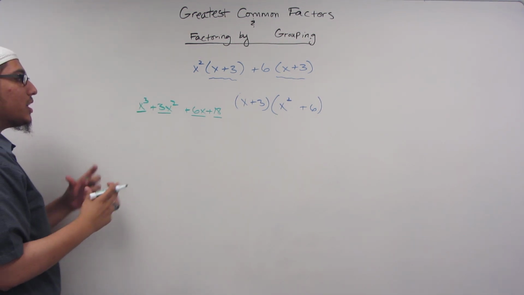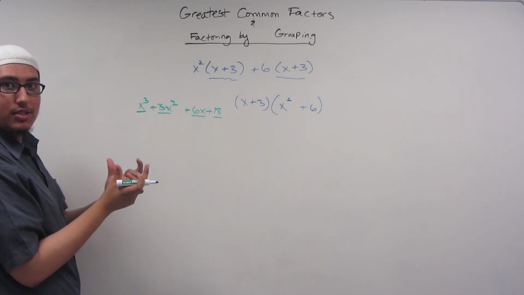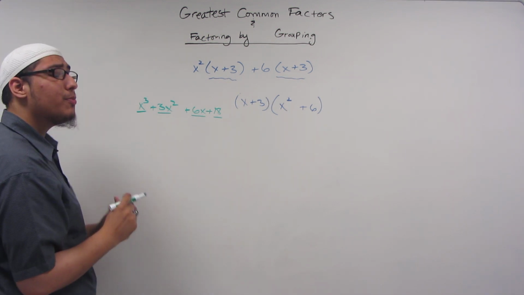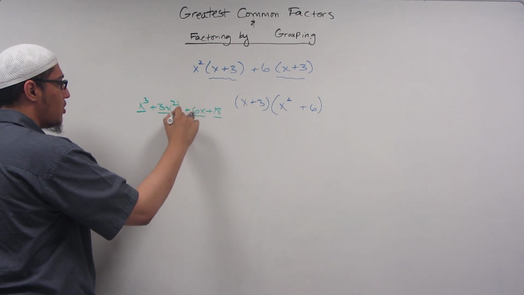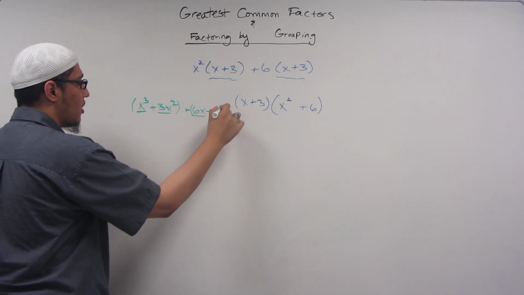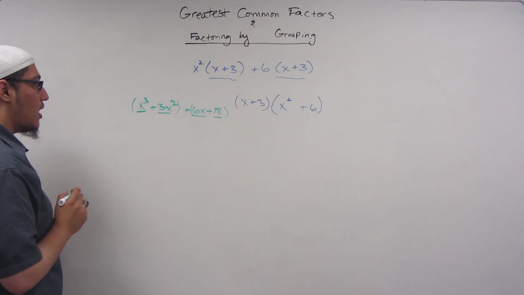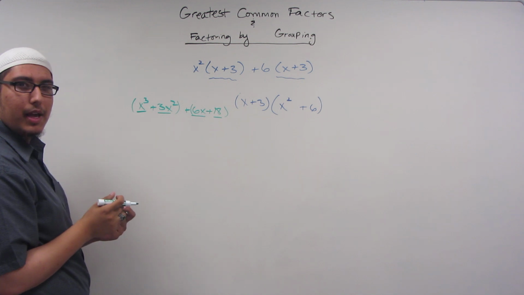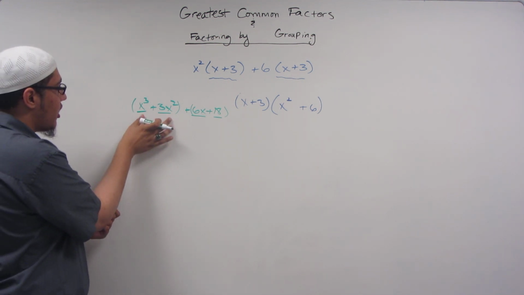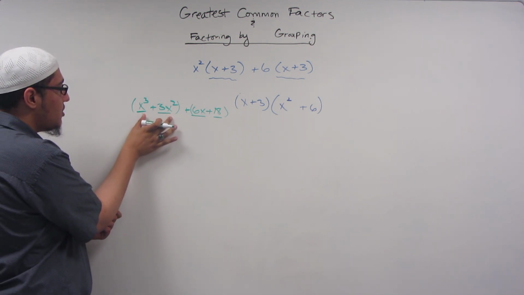Now what we can do is group in parentheses the first 2 terms and group in parentheses our second 2 terms. So we will end up with this, okay? Now, what we can do is look at this term independently and see that the greatest common factor here seems to be x squared.